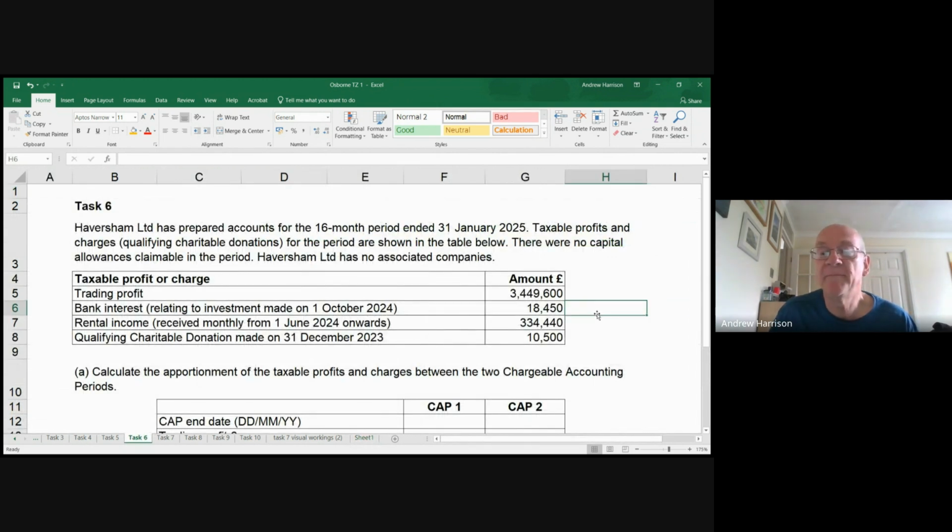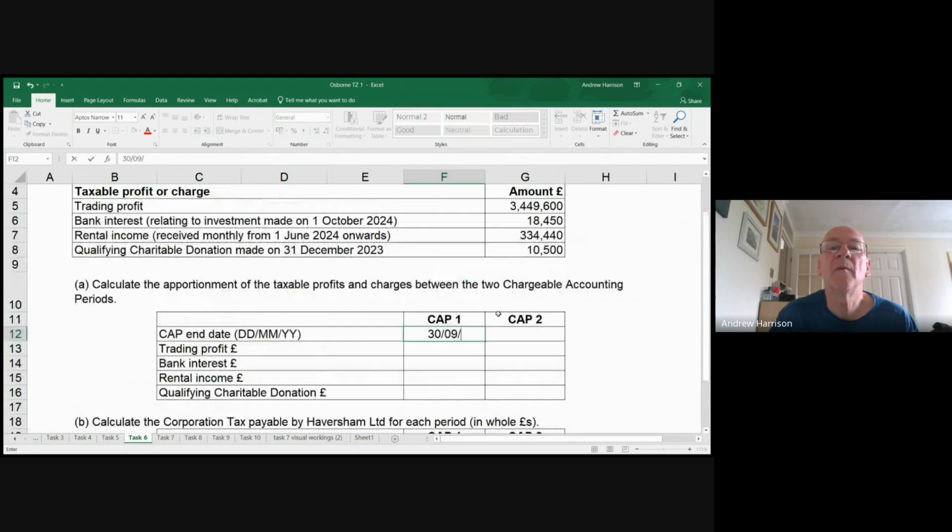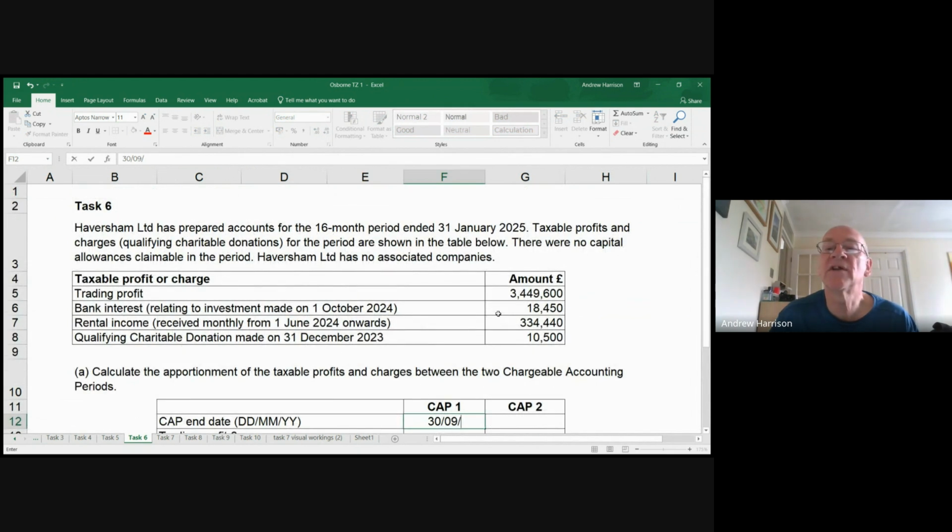So we can fill it in. So 30th of September. Again, I haven't written the years on here, but we can do that because it was January 25, so it's 24. If we needed to, we could have written 24 and 25 on our graph, and then the end date will be the 31st of January 25.